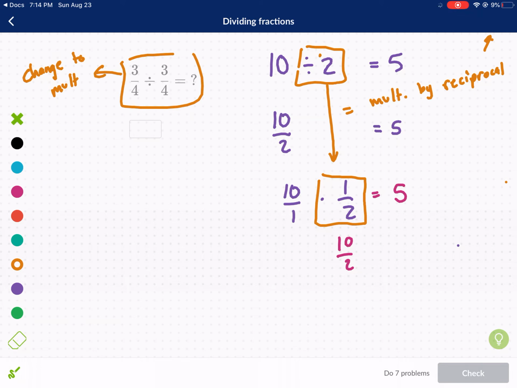Now, I'm sure you have a middle school or maybe even a freshman or sophomore algebra teacher that said, keep, change, flip. I'm not a super big fan of that. I like saying multiply by the reciprocal. Maybe I'm just a nerd. Maybe I need to get a reality check, but I like multiply by the reciprocal, but I'm pretty sure you've probably heard of this. Keep, change, flip.